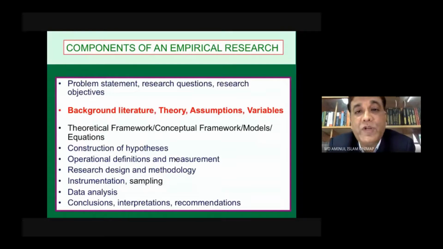Now, these are the components of an empirical research. So we start with a research problem, and then we translate the research problem into a few research questions and objectives. That's how we start. But again, to define the research problem, actually, you would need to review past literature. You have to understand theories and assumptions. You have to find out the variables, all that, to understand the real problem that we have.